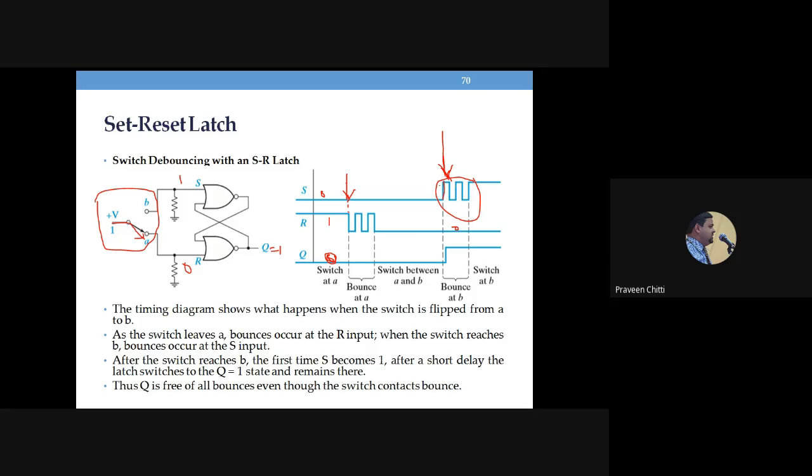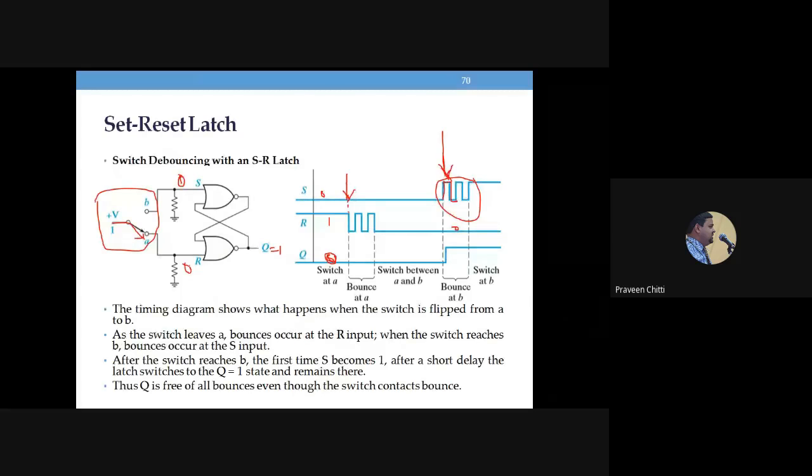But S is not remaining 1 throughout. S has become 1, so it has given output 1. But now, because of the switch bounce, S becomes 0. Now what are the inputs given at this interval? S is 0, R is also 0. So what will be the output of this circuit then? What will be the output when both are 0, 0? When both are 0, 0, there will not be any change in the output. So output initially we have 1, it remains 1.